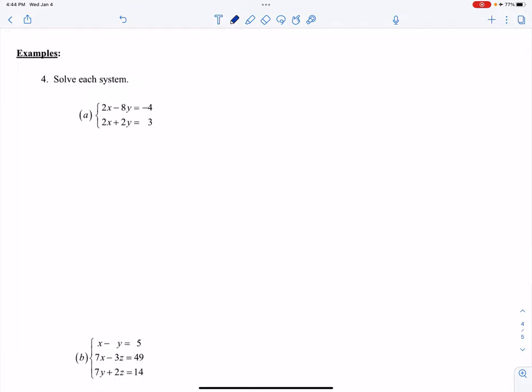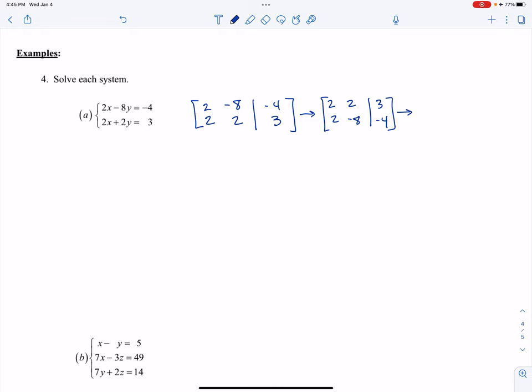Okay, now let's solve. The first thing I'm going to do is turn this into a matrix. 2, -8, -4, 2, 2, 3. And then actually I'm going to switch the rows. I'm going to put 2, 2, 3 on the top, and 2, -8, -4 on the bottom. That way when I divide it all by 2, then it's just 1s on the top.